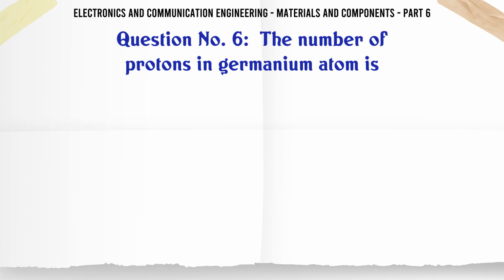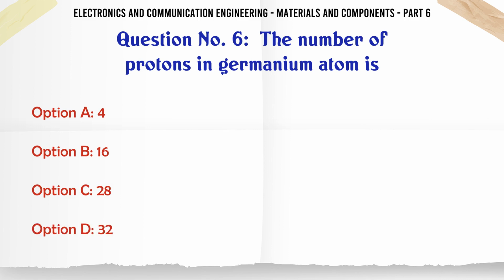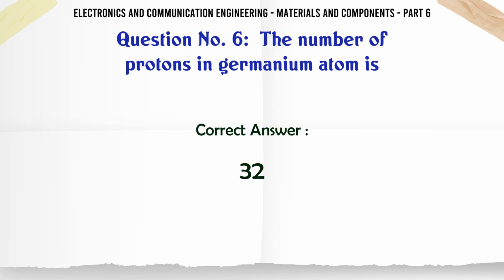The number of protons in germanium atom is A. 4, B. 16, C. 28, D. 32. The correct answer is 32.